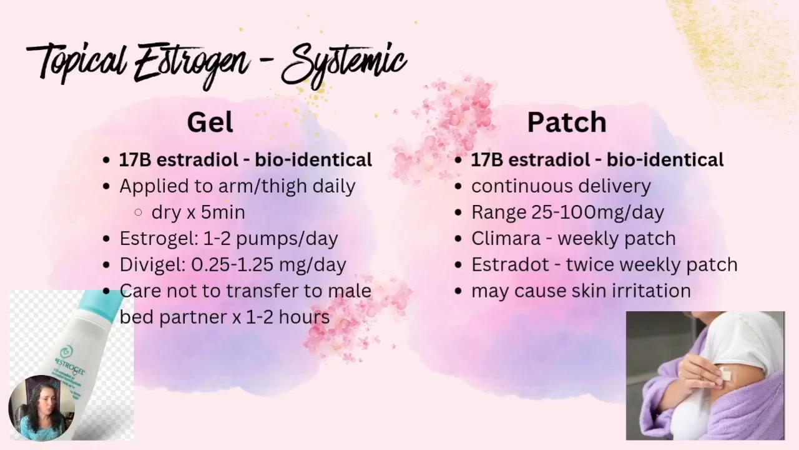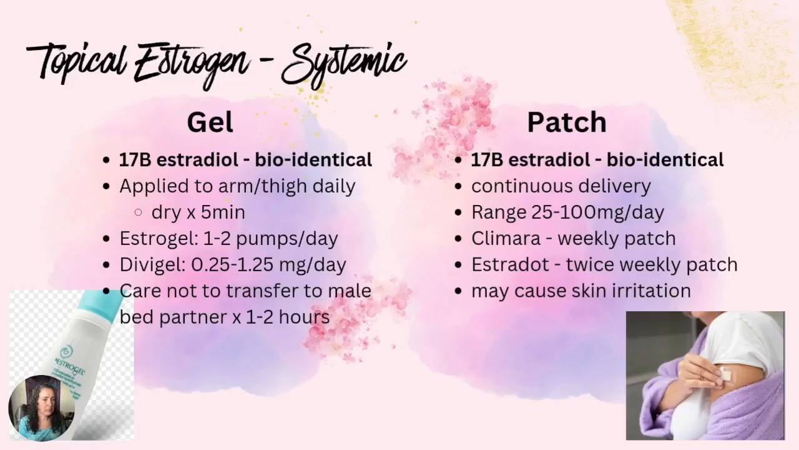Basically what you do is you squeeze out the gel and put it on, say, your arm or your thigh. It only takes a few minutes. They say 5 minutes, but I find it dries within about 2 or 3 minutes. You just want to make sure it's fully dry before you put clothing back on so that you can get the absorption. And you have to be very careful not to have that skin in contact with a male bed partner, children, or pets for the first few hours after you've applied it, because it's quite concentrated and they can accidentally get estrogen. So you just need to be careful of that.